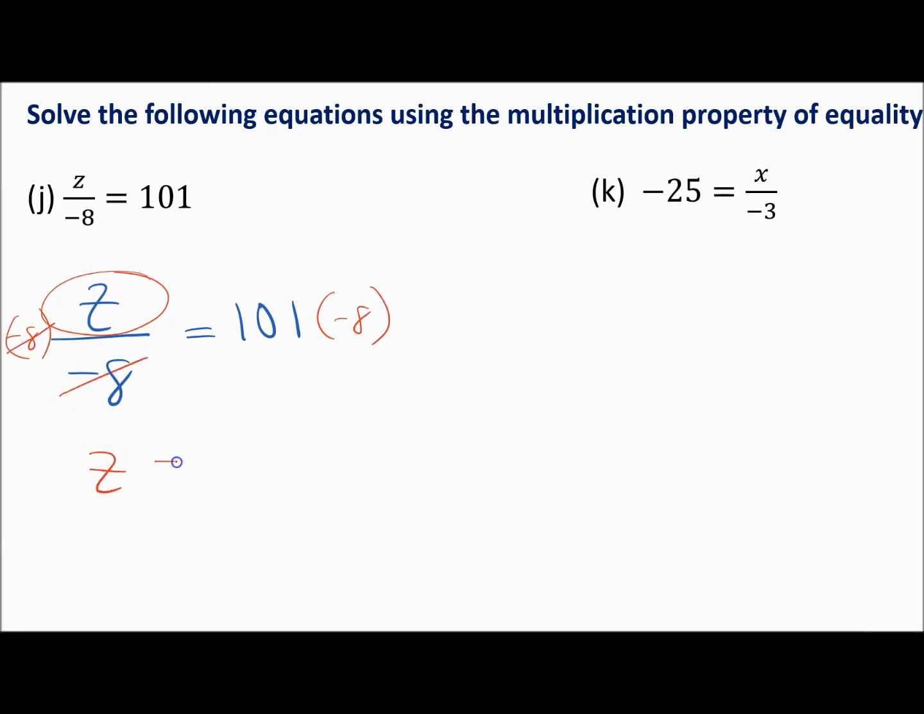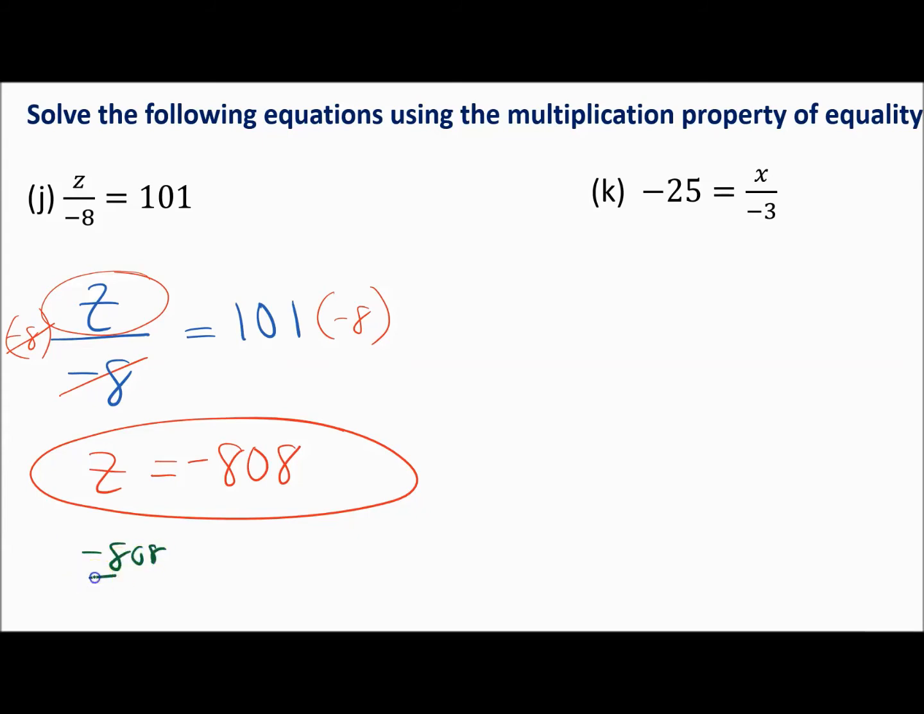So I have z is the only thing on the left, which is what I want. And then 101 times 8 is 808, and a positive times a negative is a negative. I can certainly check that by plugging in negative 808 in for my z divided by negative 8. And I promise you, you will get 101.